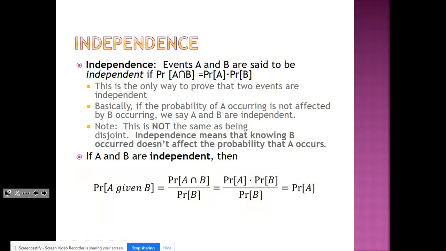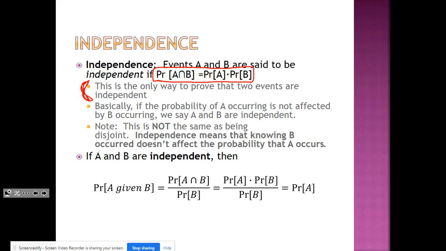Right. The other topic in this section is independence, and this is something that kind of trips people up sometimes. So first off, what independence is: events A and B are said to be independent if the intersection of A and B is the same as A times B. All right? So they're independent if that happens. Really, it's the only way that we can actually prove independence. So you'll be asked sometimes to decide, are these two events independent? This is what you'll use.